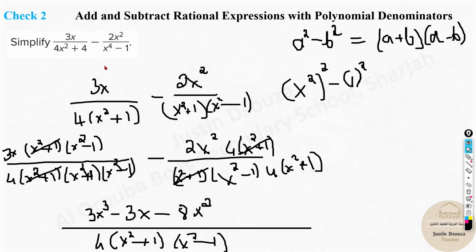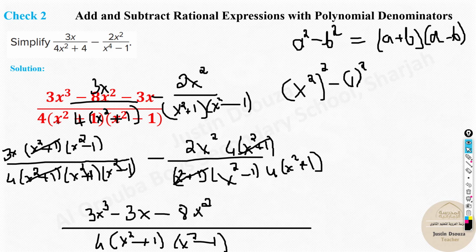I have written the problem as it is, just simplification. Next is multiplying the numerators and denominators, and third is the answer. Let's see the answer. It is 3x cubed. Now this term is written over here in standard form. After x cubed, it's written as x squared. It's just the same. 3x cubed minus 8x squared minus 3x divided by 4 of x squared plus 1, x squared minus 1. This is the answer.